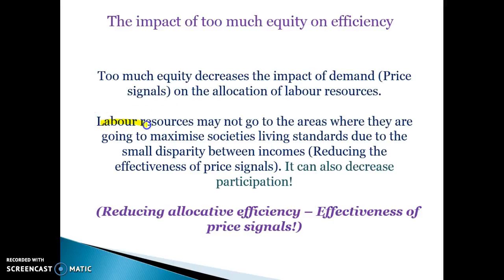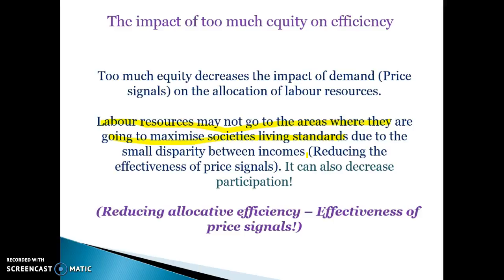So one problem is labour resources may not go to the areas where they are going to maximise society's living standards because they're not going to get the financial reward from doing so. So that reduces the effectiveness of price signals, and it leads to a problem with allocative efficiency. Allocative efficiency is all about resources going to where they're most valued by society. If prices don't allow those signals to occur and we keep the distribution of income too equitable, labour resources will not go where they're meant to go.